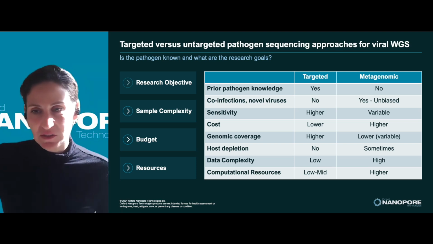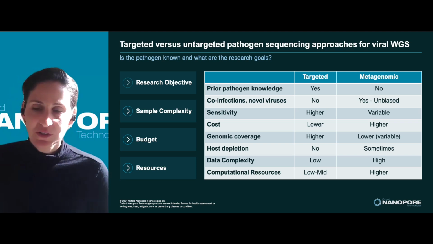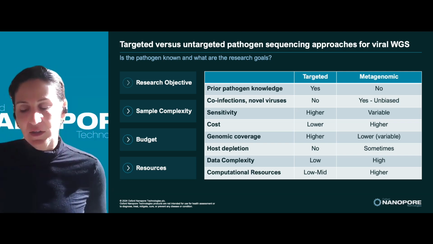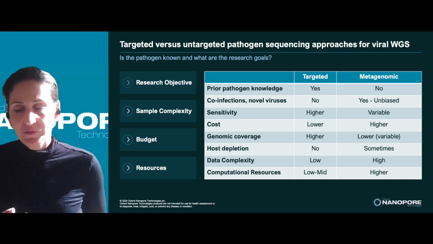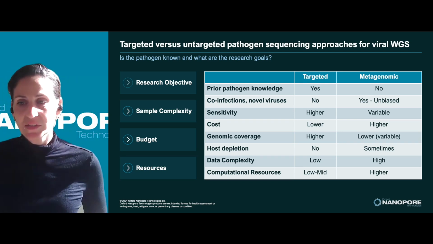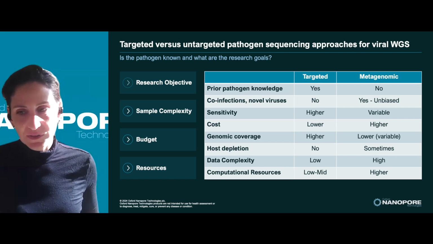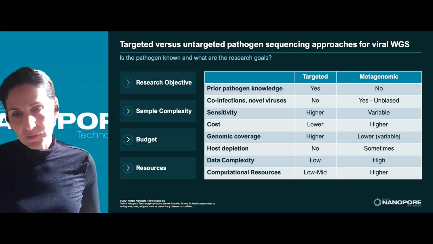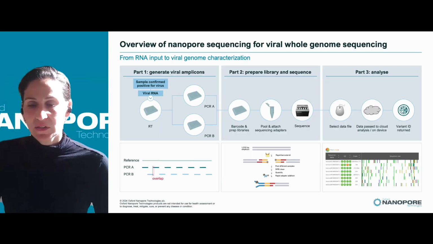In terms of budget, this is also a consideration. Costs are generally lower for targeted approaches, and also computational resources tend to be lower. Whereas if you have a metagenomic sample, you might need to use host depletion approaches, and you also have a higher volume of data that you need to sift through to be able to find your pathogen of interest. So more complex data requires higher computational resources.